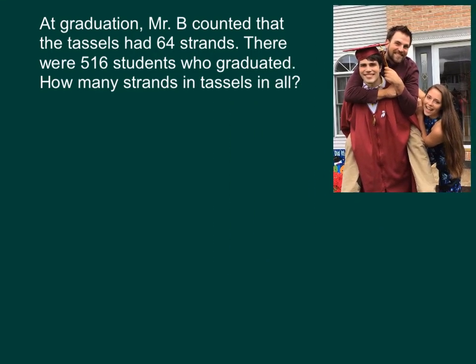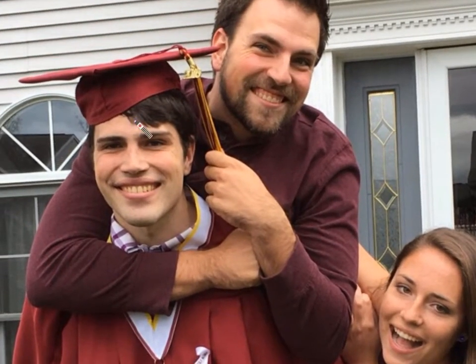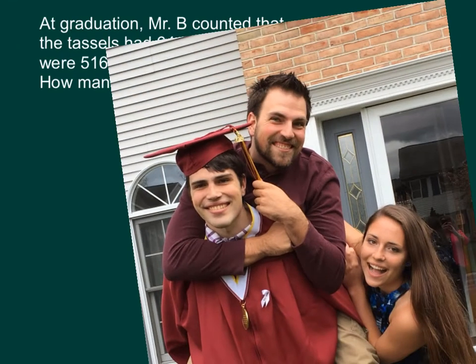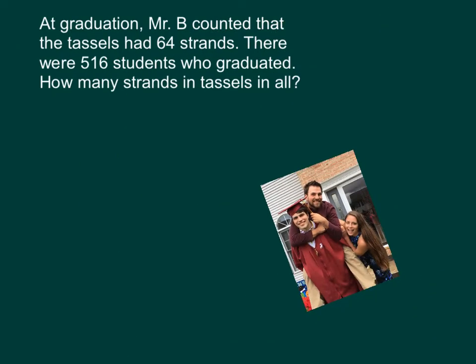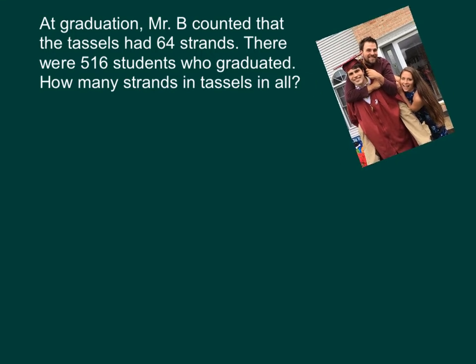But anyways, if you notice, I'll make this big again. This thing right here is called a tassel. And you see the tassel is made up of a bunch of small little strings called strands. So I noticed that when I was playing with Kyle's tassel, there were 64 strands on them. And I know that my brother told me that 516 students had graduated. So I got curious, how many strands of cloth would that be in all?